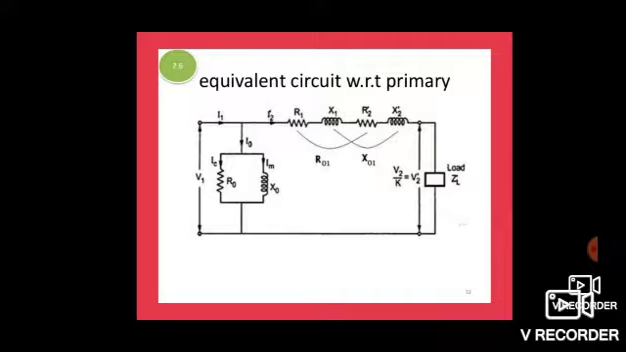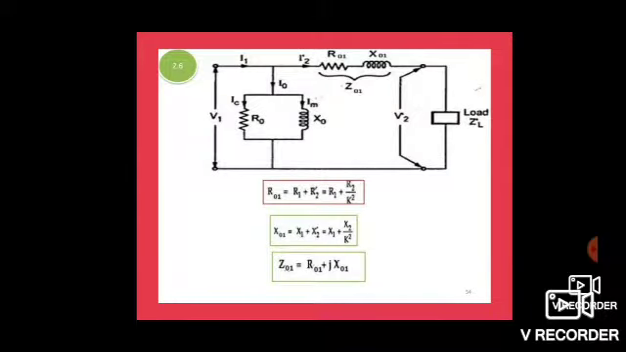For that, R1 and R2 dash are combined to form R01. Similarly, X1 and X2 dash are combined to form X01. So the reduced equivalent circuit is shown in figure. Now R01 is R1 plus R2 dash. Similarly, X01 is X1 plus X2 dash, and Z01 equal to R01 plus jX01. So it is the reduced equivalent circuit of the transformer with respect to primary.